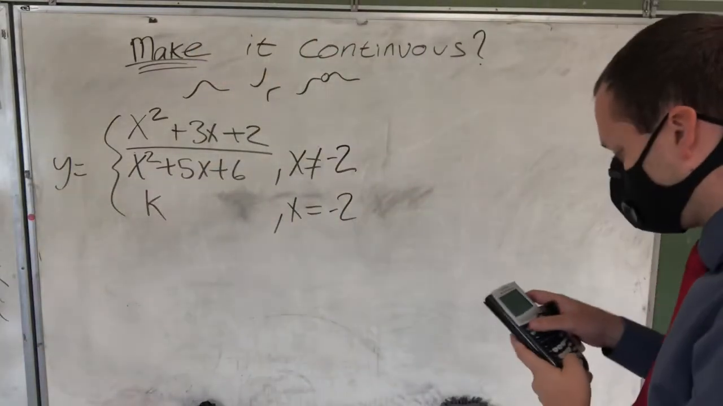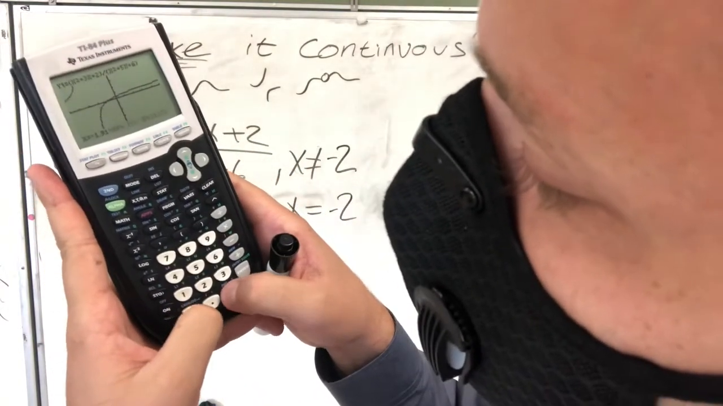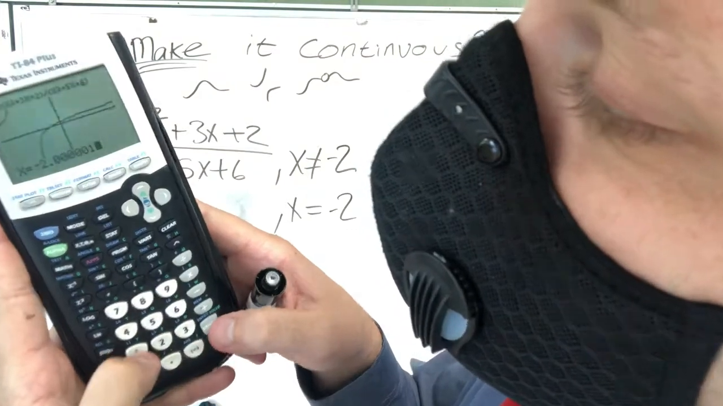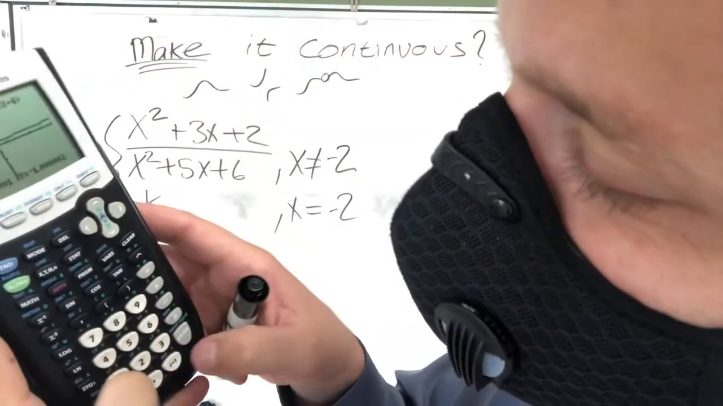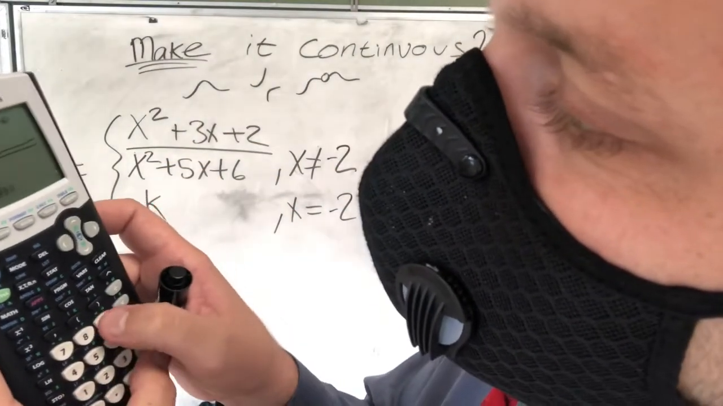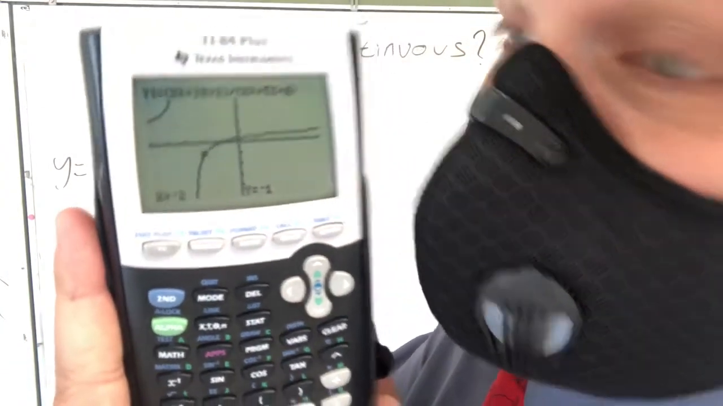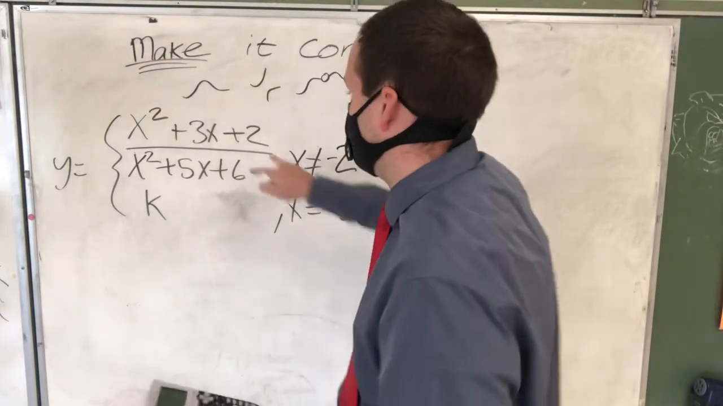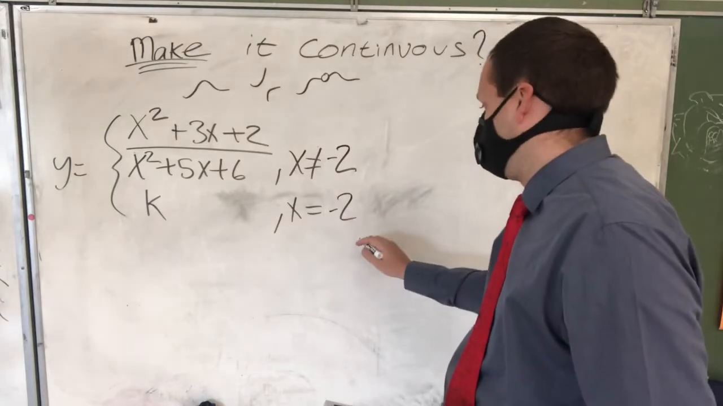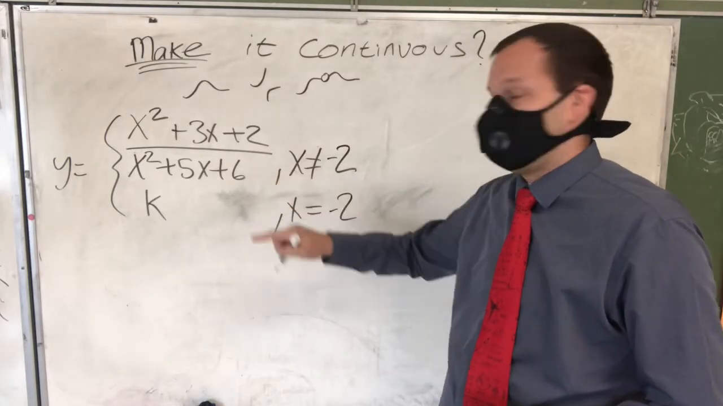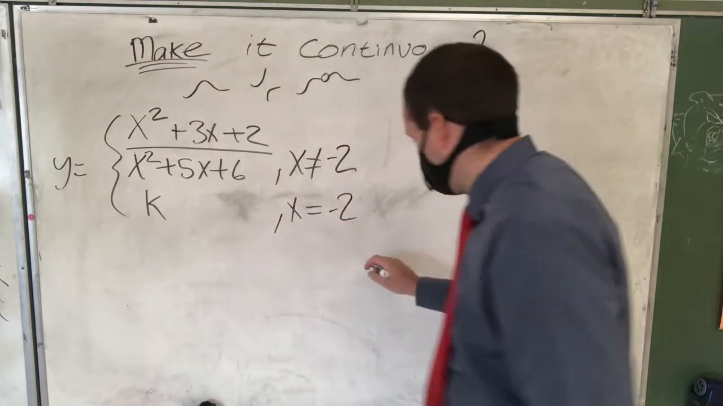All right? So what we can do is we're going to estimate. How close can I get? Well, how about negative 2.000001? And I get a number pretty dang close to 1. Let's go to the other side. Let's say negative 1.999999999. Ooh, it's just about -1. Okay, so as x is approaching -2, the y value is -1. So if k is -1, it would fill in that hole, the missing point. Okay, that's what's happening.